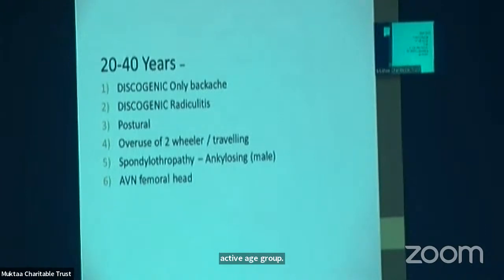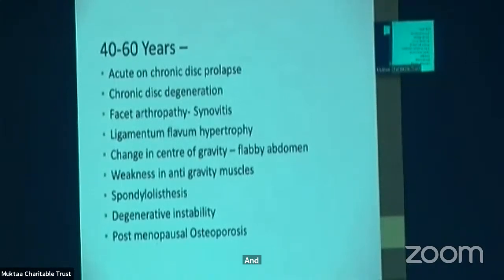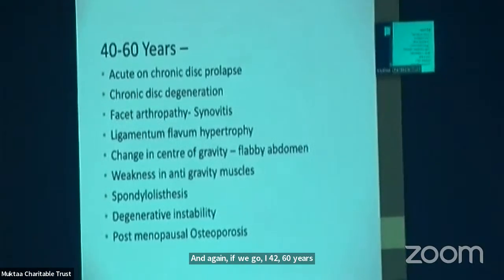Now in this age group again, the spondyloarthropathies are very common, autoimmune spondyloarthropathy like ankylosing spondylitis, especially in the male population. And again, avascular necrosis of the femoral head. Now if we go ahead, 40 to 60 years, acute on chronic disc prolapse. Patient will present with acute backache with radicular pain.